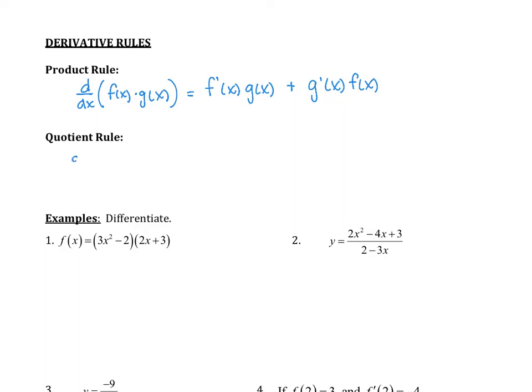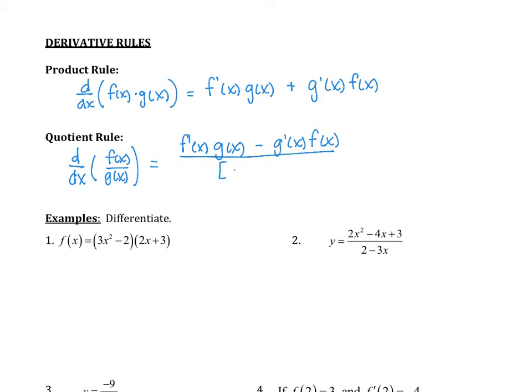And then the quotient rule is the derivative with respect to x of two functions that are being divided is going to be the derivative of the top times the bottom minus the derivative of the bottom, or the denominator, times the top, the numerator, over the denominator squared. Okay, so let's look at a couple of examples.